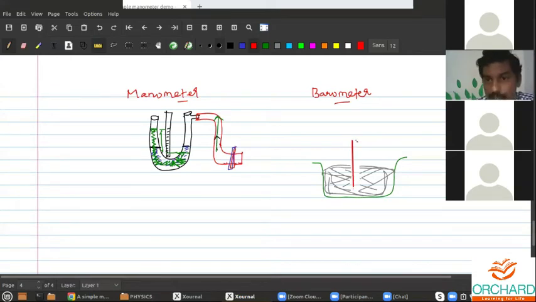You have a glass tube here, and it also has a capillary tube inside, just like old thermometers. So this is the outer glass tube, and it also contains a capillary tube.